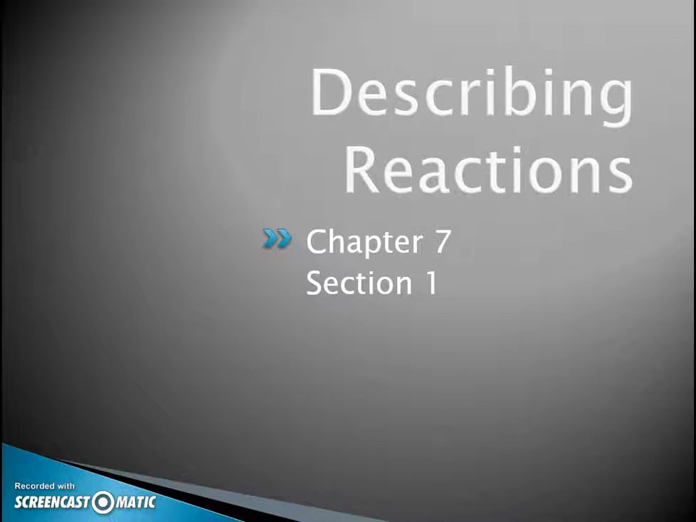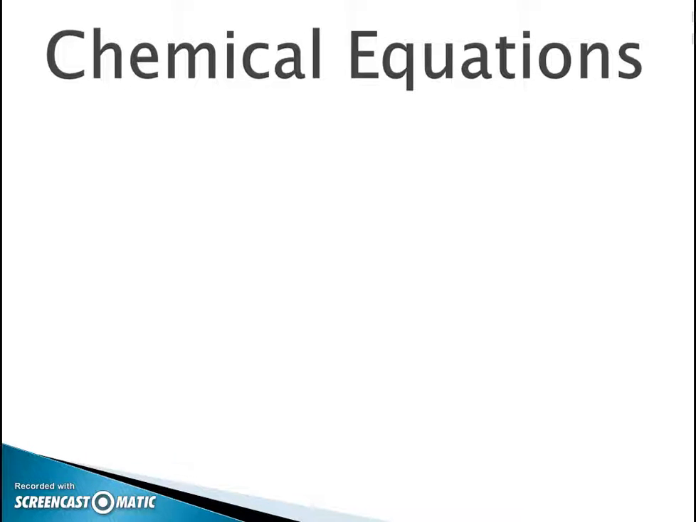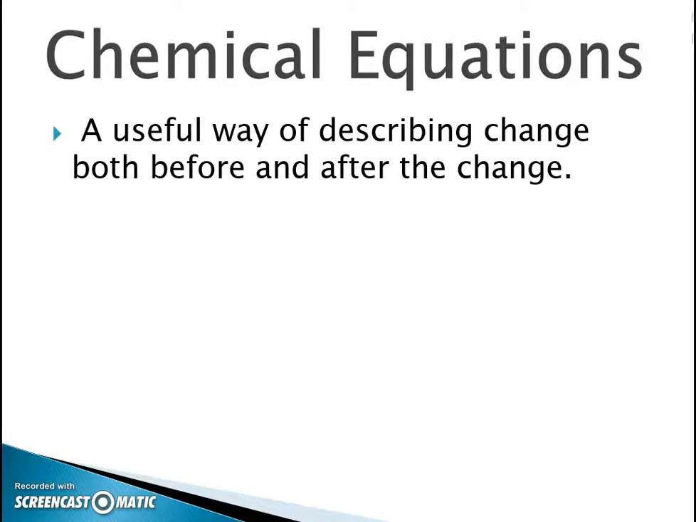Chapter 7, Section 1, Describing Reactions. Chemical equations are a useful way of describing change before and after the change occurs. You will have reactants and products.